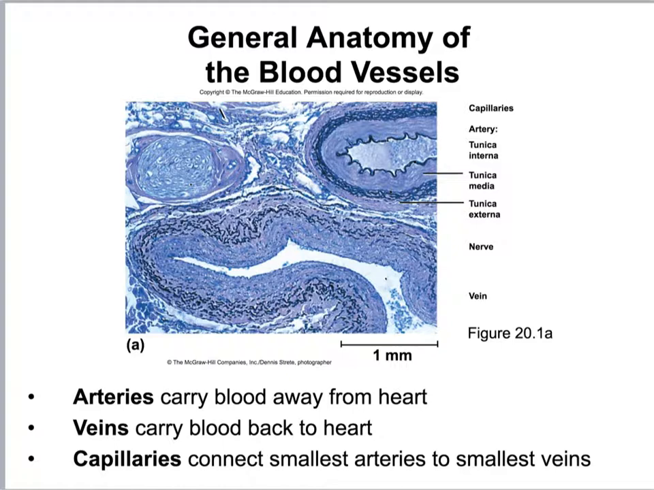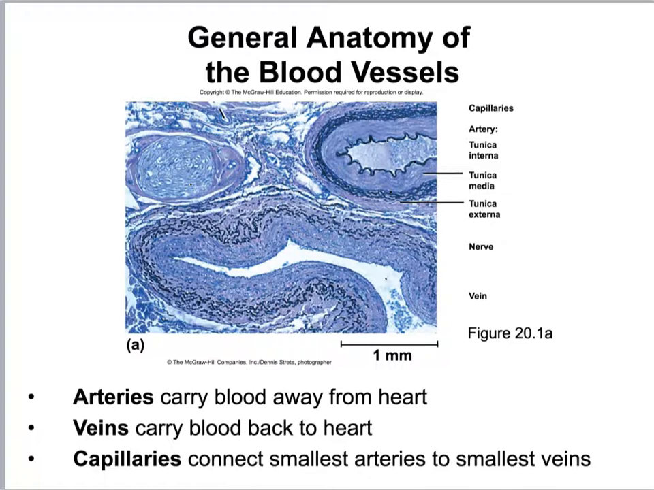All right, so let's talk about the basics of circulation and the circulatory system. The circulatory system consists of arteries, veins, capillaries, and the heart. We're going to talk about the heart later on. But right now, what I really want to talk about is arteries, veins, and capillaries.